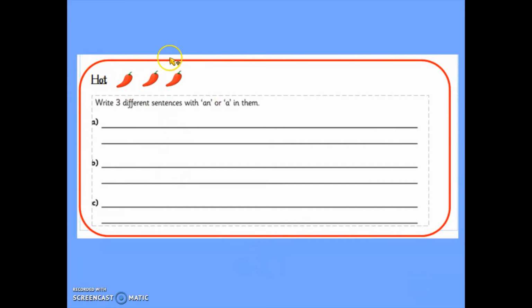Finally, hot. If you did this challenge, I can't check them for you because everyone will have written completely different sentences. But take a minute to double check that you used an for vowel sounds or a for consonant sounds, and your teachers will mark your work for you when you return your books to school on Friday. Well done everyone for having a really good try at that.